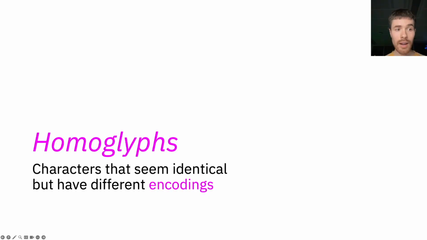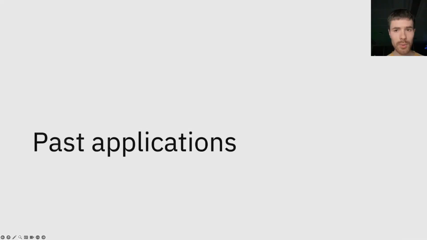Homoglyphs in general are characters that may seem identical, but they are not identical. They are characters that have different encodings. And that's not something new. It had past applications like URL attacks. You know, when you get a phishing text that says click here, PayPal, and it's a different URL, something else, but it sort of looks like the original. You would write a mathematical symbol inside the URL and try to trick the person into going to a different URL. That's something that was a past application.